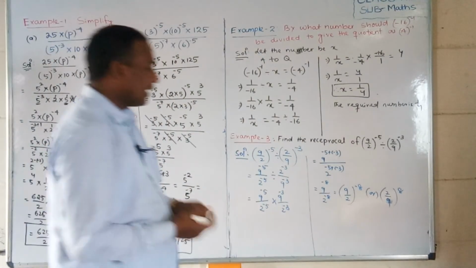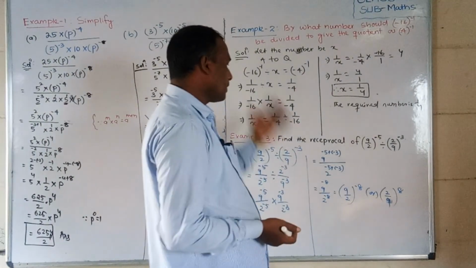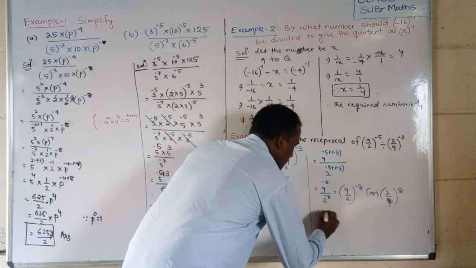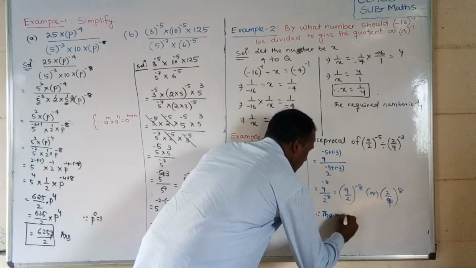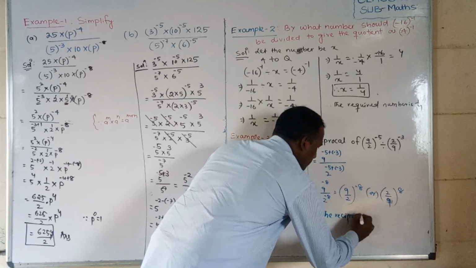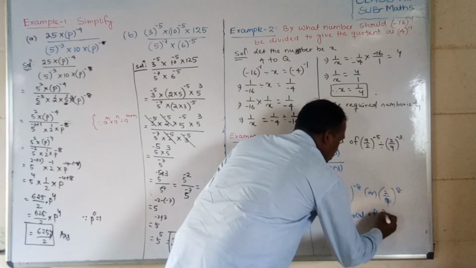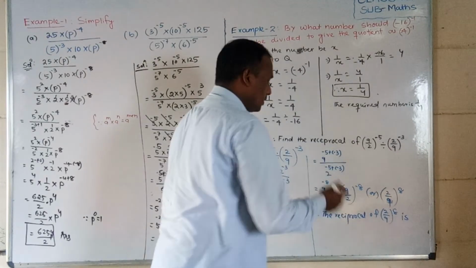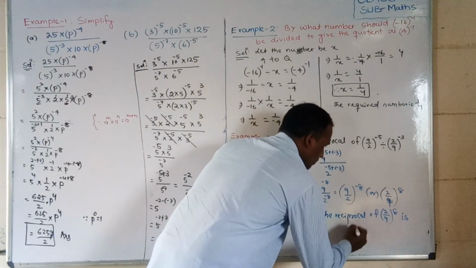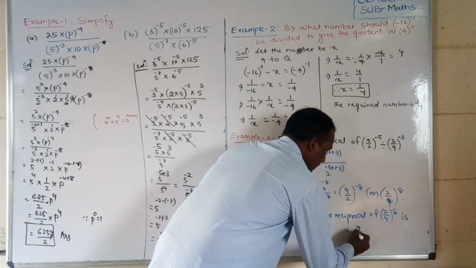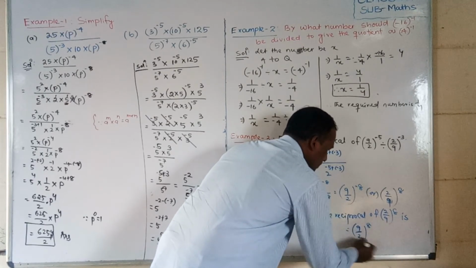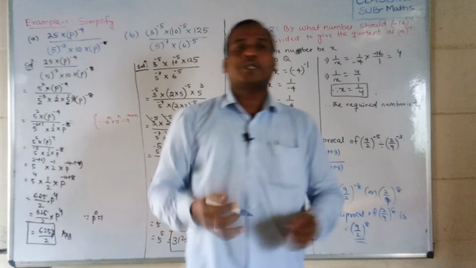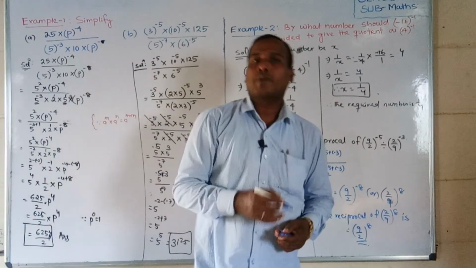Friends, then after that you have to find the reciprocal of this. So hence the reciprocal of 2 by 9 whole power 8 is, if we take 1 by it, it will change to 9 by 2 whole power 8. Friends, I hope you have understood how we are using the laws of exponents and simplifying the problems.